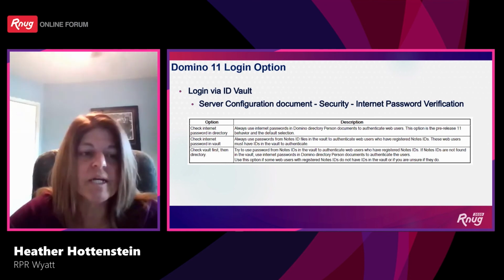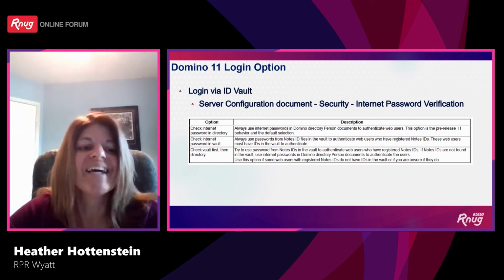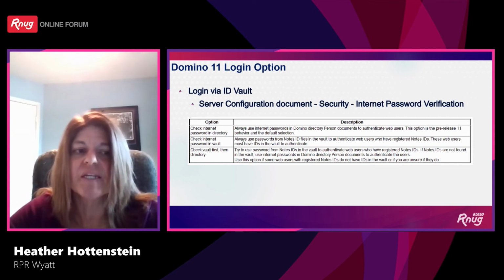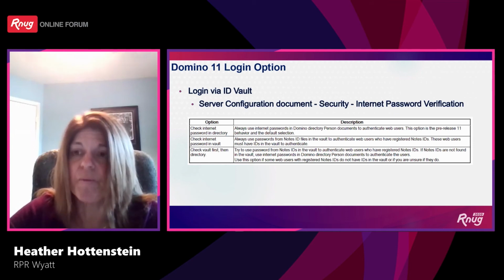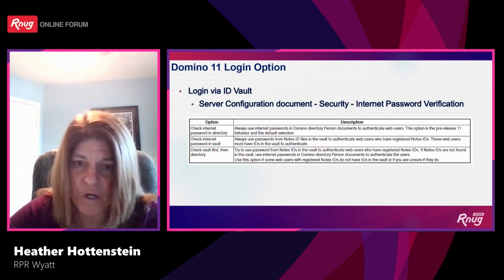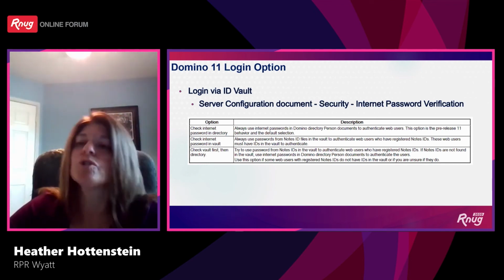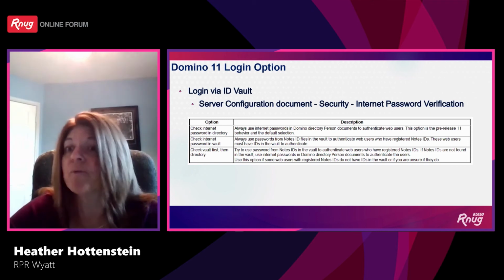And the third one is where you have the best of both worlds. Domino is first going to check for the password stored on the ID in the ID vault. And if it's not found, then it's going to fall back to the internet password that's stored in the person document.